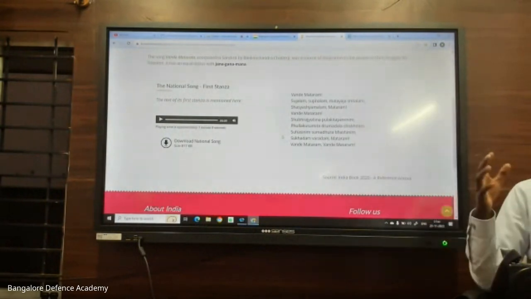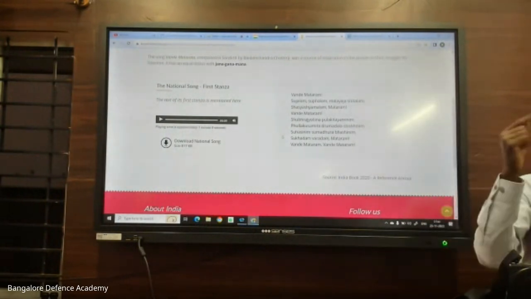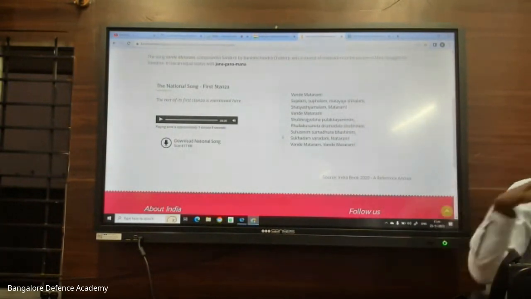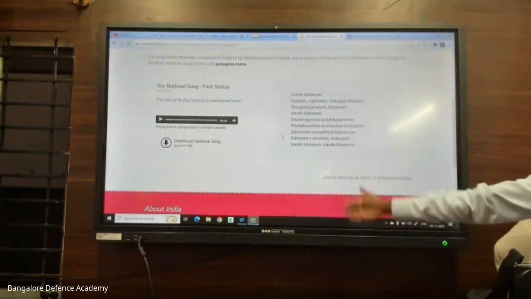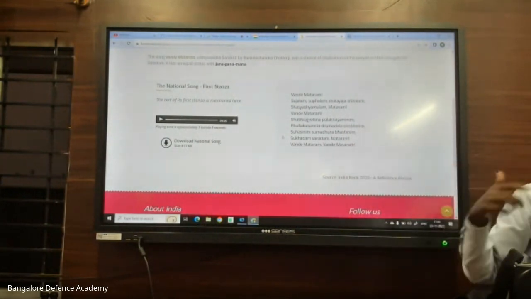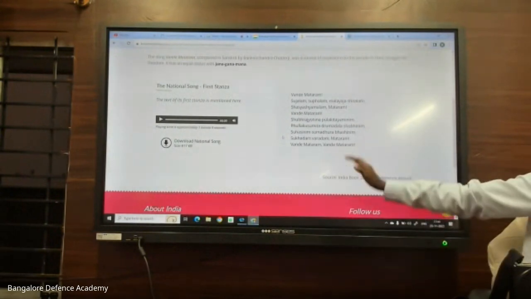India is a secular country, correct? Does India follow any one particular religion? No. India is a secular country. We follow all religions as equal for us. So the second stanza, the second line of this poem, what happens? It praises Lord Kali. So that's the reason the government has told we will not sing beyond this.